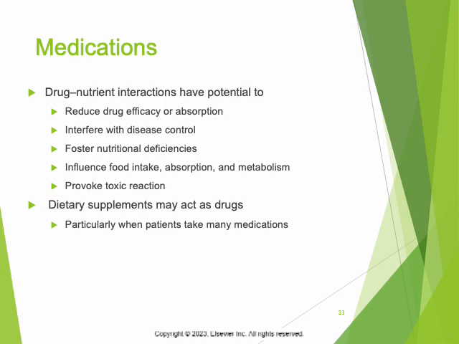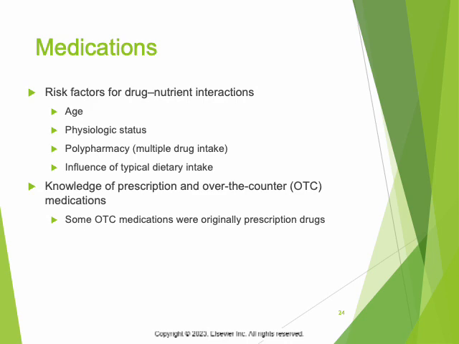Additionally, along with medications and food and nutrients, we're also thinking about the use of alcohol and other types of illicit street drugs that could affect our patient's nutrition status and nutrient requirements. So how do we determine if a patient is at risk for drug-nutrient reactions? We really have to think of who this individual is. First, let's talk about their age. We know that older adults are more at risk for drug-nutrient reactions.